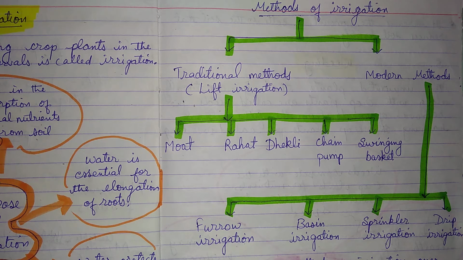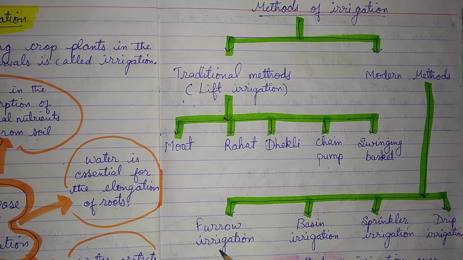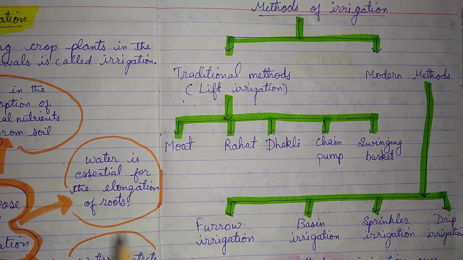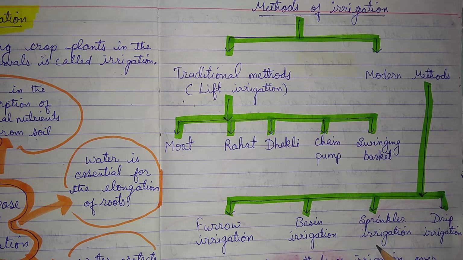Use of sprinklers is recommended for sandy soil and on uneven land where proper distribution of water is not possible. ये उस जगह होगी जहां पे लैंड लेवल में नहीं है, क्योंकि अगर हम फरो इरिगेशन या बेसिन इरिगेशन से करेंगे तो कहीं पानी ज्यादा चला जाएगा, कहीं पानी कम रह जाएगा, जिससे प्लांट को प्रॉपरली वाटर नहीं मिल पाएगा. तो ऐसी जगह पे हम sprinkler irrigation use करेंगे.